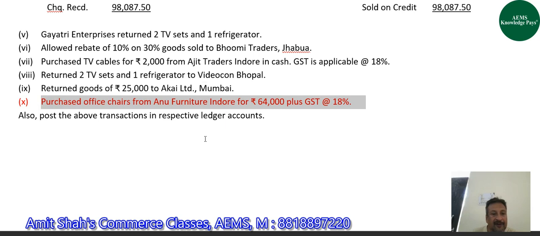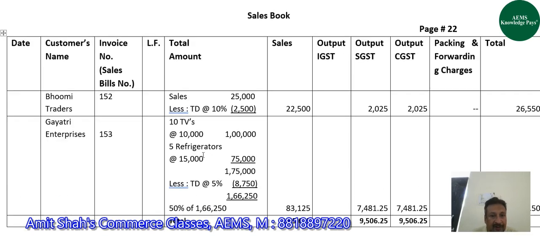Journal proper, right? Why? Because it is not a purchase of goods, it is a purchase of fixed assets. That is office chairs. Office chairs are our fixed assets, not goods, right? Secondly, why will it not be recorded in the cash book? Because here we have not made payment. So this will go to the journal proper book.